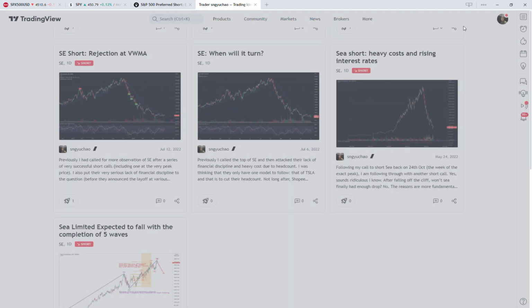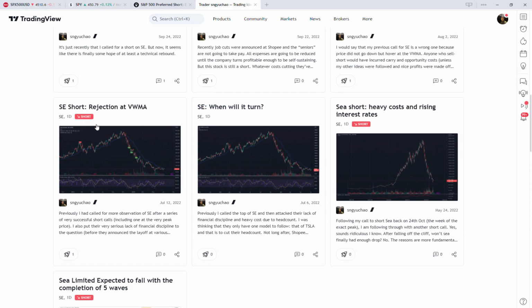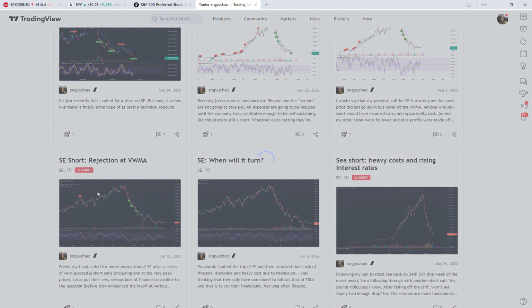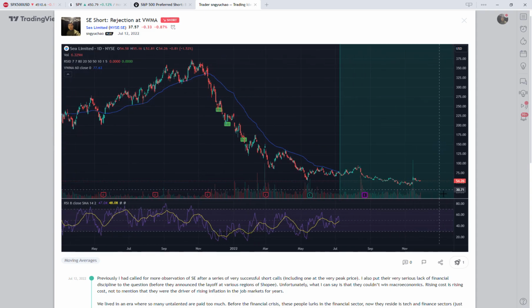Let's not talk about this one, because a week later I make another observation. I call for a short again because of the rejection at the falling weighted moving average. This is 72.71. Over here, you see that it actually moved up. So if you just look at this analysis, I'm already wrong, because it moved up. But take note of this, this is on the 12th of July.